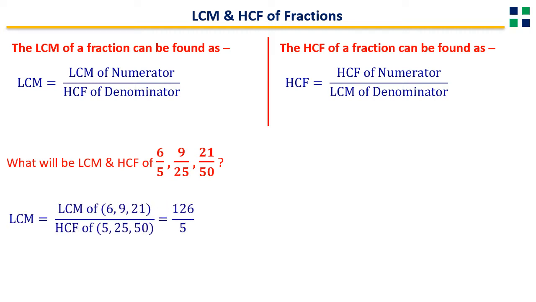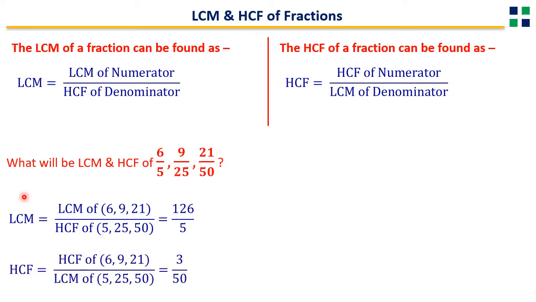50. So it will be equal to the LCM of 6, 9 and 21, which is 126, divided by the HCF of 5, 25 and 50, which is equal to 5. So this is the LCM of these three fractions, the least common multiple of these three fractions. Similarly, if I want to find the HCF, I will take the HCF of 6, 9 and 21, which is 3, divided by the LCM of 5, 25 and 50, which is 50. So this is the highest common factor of these three fractions.